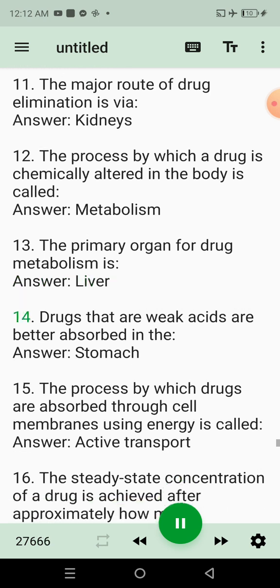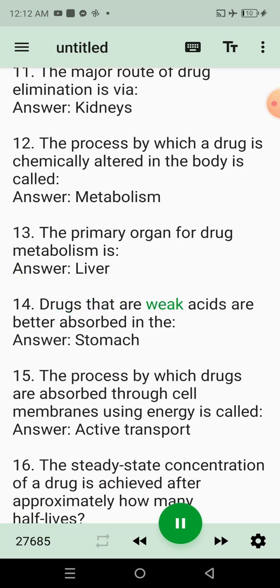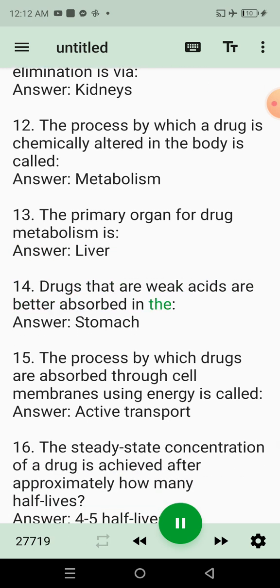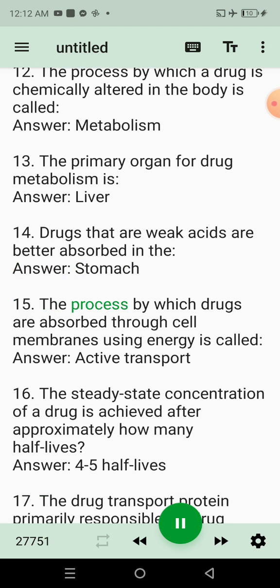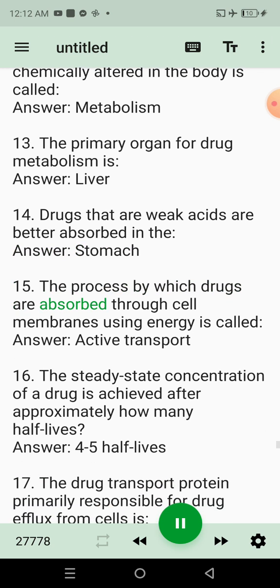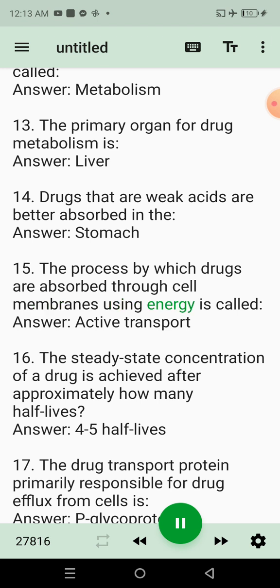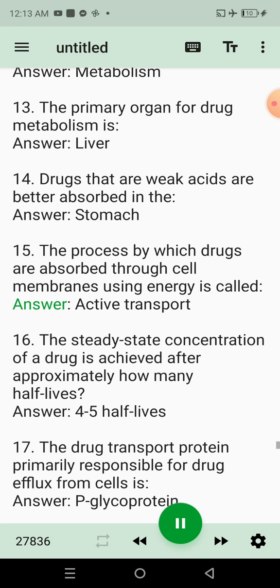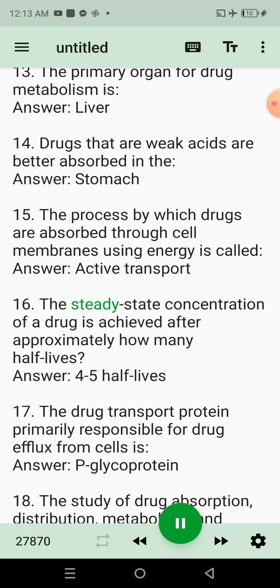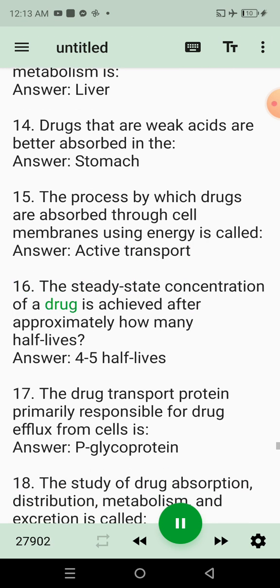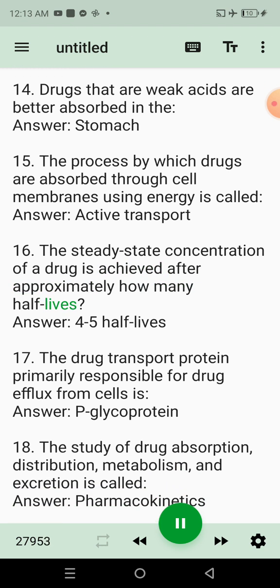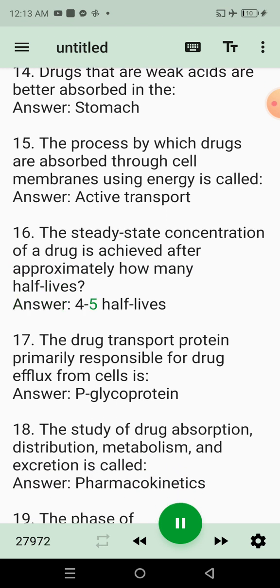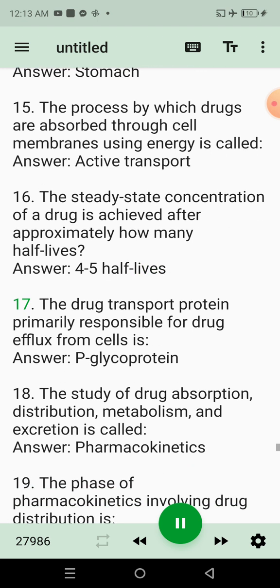Answer. Liver. 14. Drugs that are weak acids are better absorbed in the. Answer. Stomach. 15. The process by which drugs are absorbed through cell membranes using energy is called. Answer. Active transport. 16. The steady-state concentration of a drug is achieved after approximately how many half-lives? Answer. 4 to 5 half-lives.